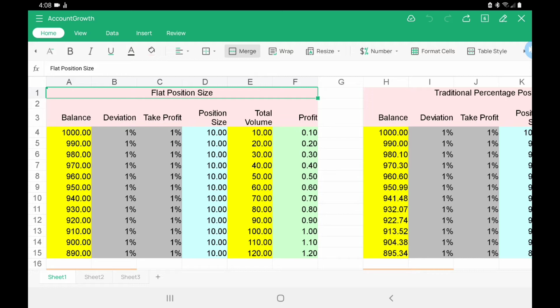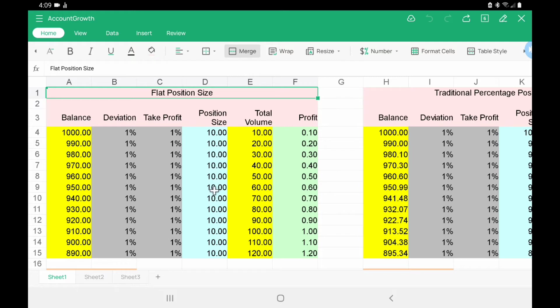So let's start with the most common approach that everybody pretty much uses as the de facto standard: flat position size. As we can see, we have very simple metrics: $1,000 budget, 1% deviation, 1% take profit. Now, I'm using 1% of my balance for my position size. So that's $10.